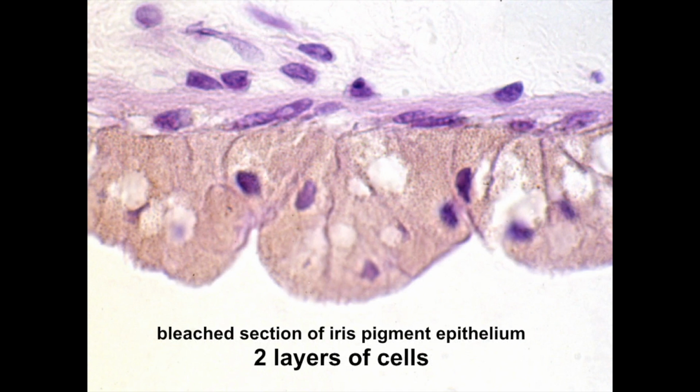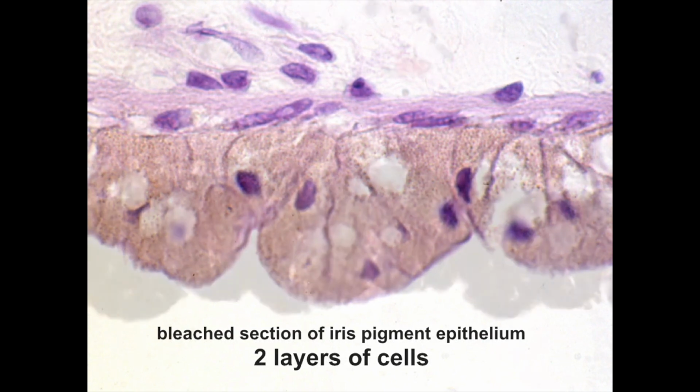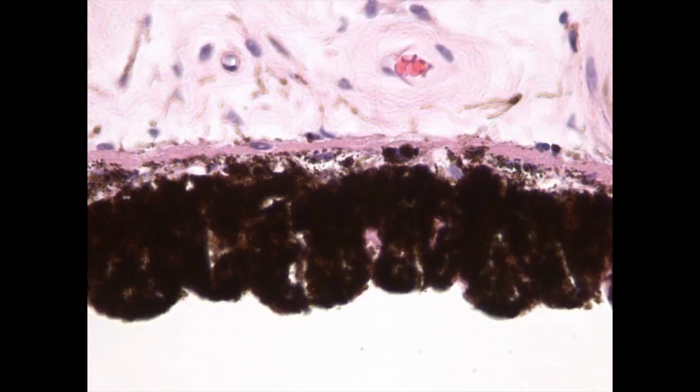The 2 layers comprising the iris pigment epithelium are better appreciated in this bleached section. As noted in a prior lecture, the dilator muscle is composed of non-pigmented cellular processes that contain smooth muscle that are part of the anterior layer of the epithelium. The dilator muscle is not a separate structure.